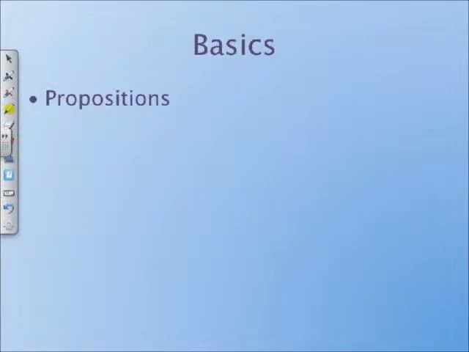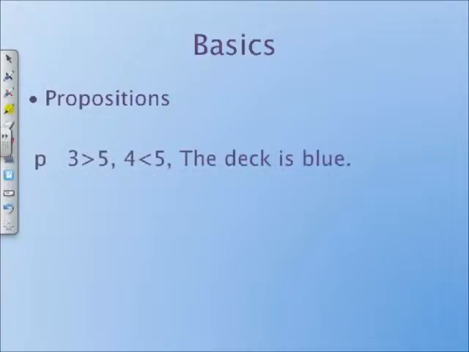First, we start with a proposition, the basics. Propositions are statements that have a definite truth value. Examples are 3 is greater than 5, 4 is less than 5, and the deck is blue. We notice that 3 is greater than 5 is false, but is still a proposition because it has a definite truth value.